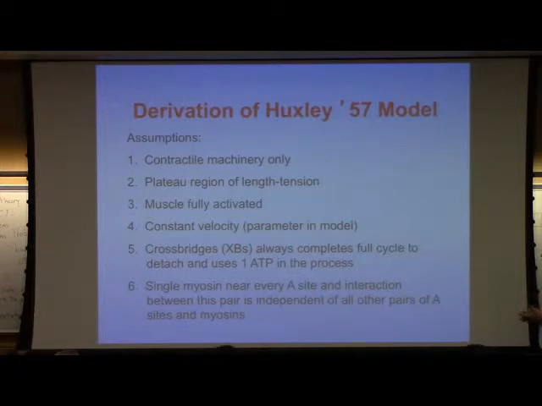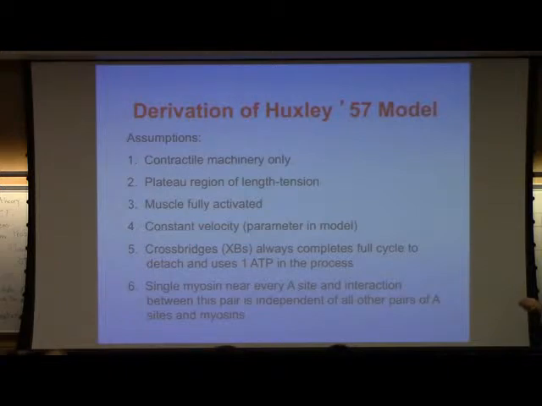We can assume we're in the plateau region of the length-tension relationship, so we're not worrying right now about what the overlap is. But again, it almost doesn't matter because for the most part, it's independent of the degree of overlap. So we're going to assume there's a constant velocity, and this is a parameter in the model. We're going to set the velocity and compute the force. Now, the force-velocity relationship is invariant, so for every force there's a velocity. One could have done it a different way, but in our model we're going to set velocity as a parameter and solve for force.